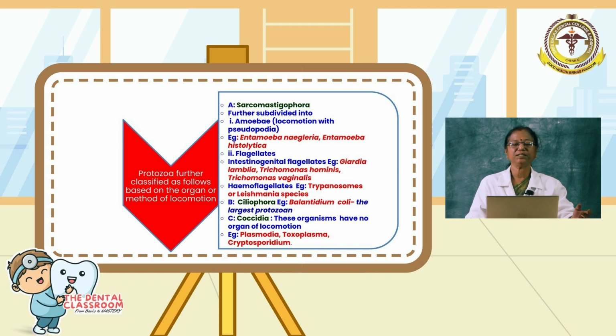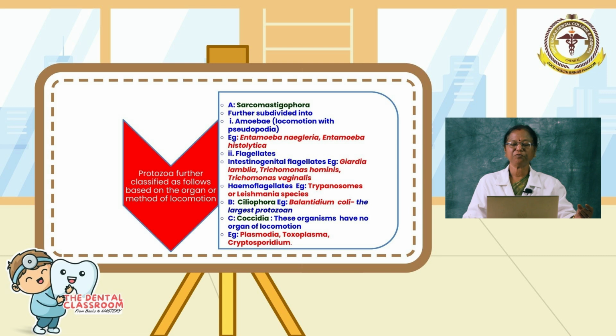The Sarcomastigophora is further subdivided into amoeba, where the locomotion occurs due to pseudopodia. Examples of amoeba are Naegleria fowleri and Entamoeba histolytica. There are also flagellates in this group, Sarcomastigophora. In this you find intestinogenital flagellates. Some are found in the gut and some are in the genital region. Examples are Giardia lamblia, which is found in the intestine. Again, Trichomonas hominis is also found in the intestine. And you have Trichomonas vaginalis, which causes vaginitis, so it causes urogenital infection.